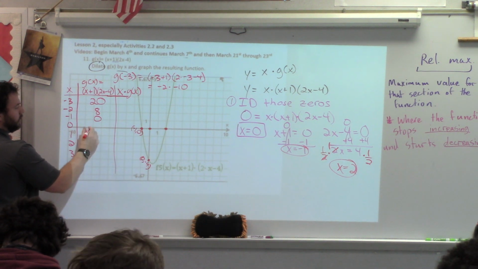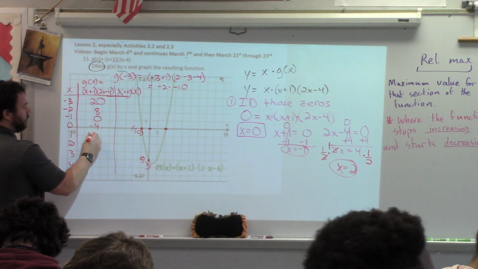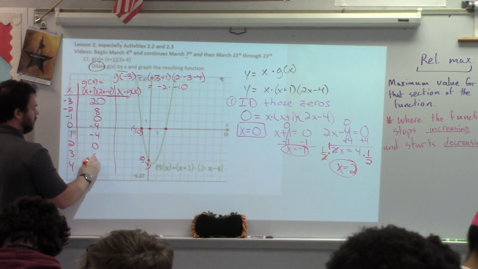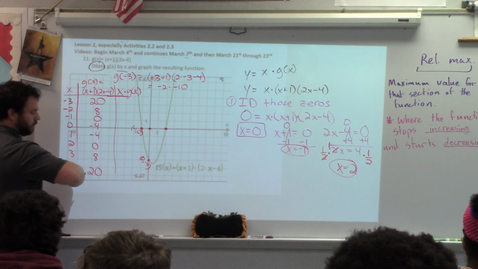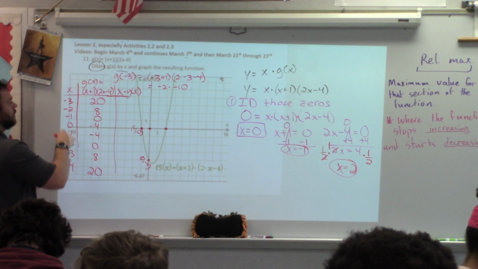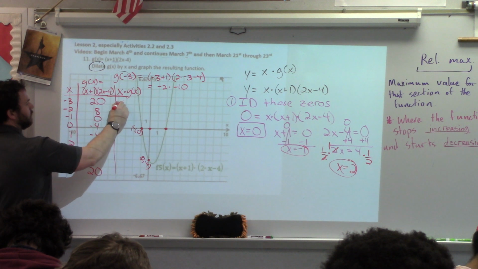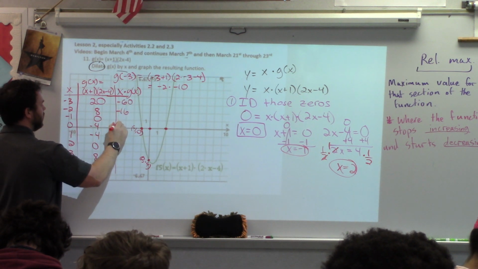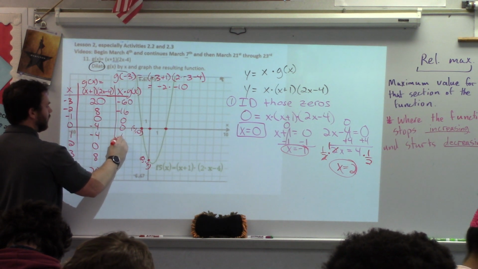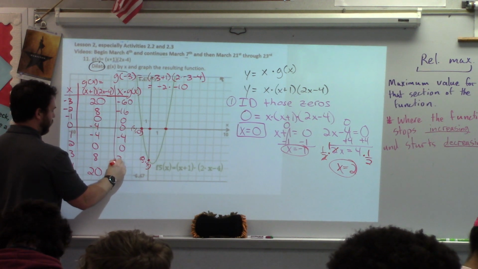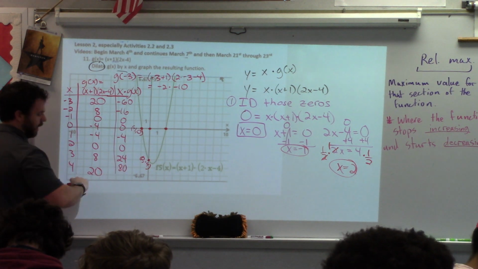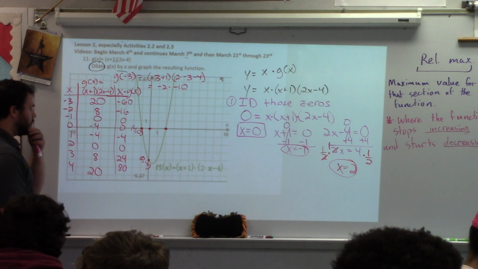Negative 4. Remember, I'm trying to look at g of x. So you can use your graph and go from there. And then remember, it's just x times g of x. Negative 60, negative 16, 0, 0, negative 4, 0, 24, and 80. We just graph the points that we can, and don't sweat the small stuff.